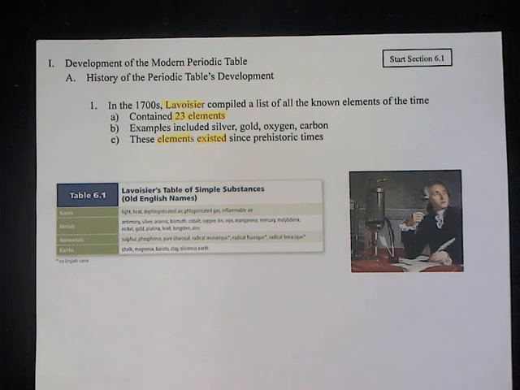In the 1700s, you have to remember there are many experiments being conducted. There are many new elements being discovered. And so the Frenchman Lavoisier here, he contained a list of 23 elements. Now, a list of 23 elements and their properties is pretty easy to flip through. But as time progressed, that list became more extensive.